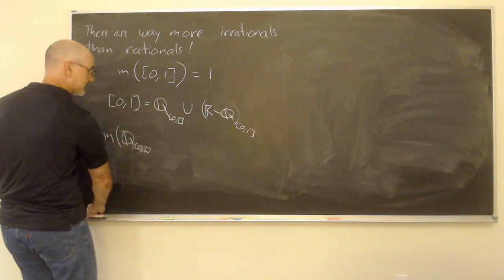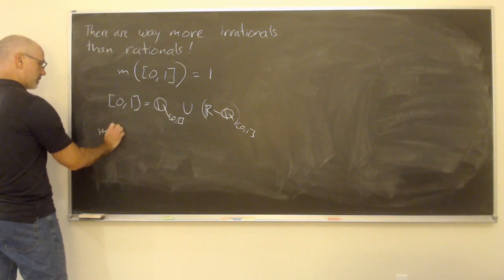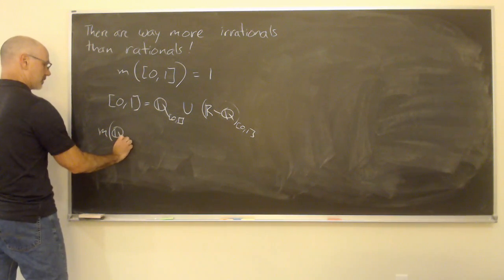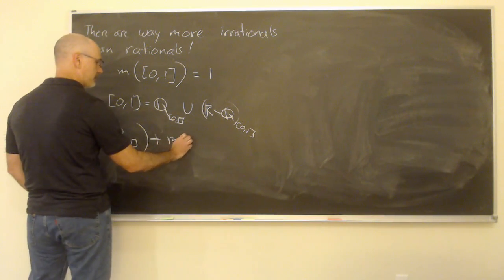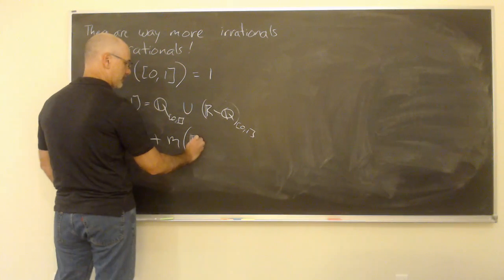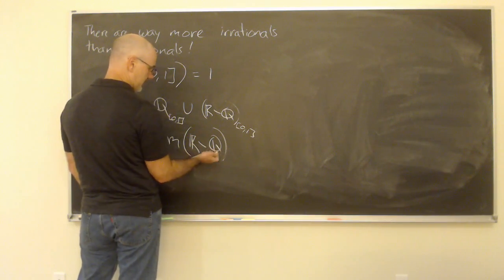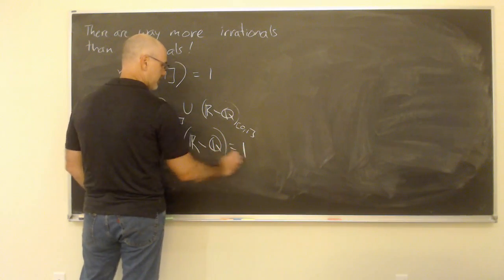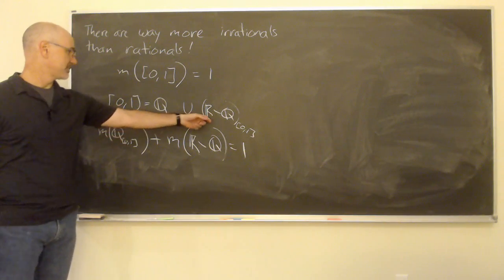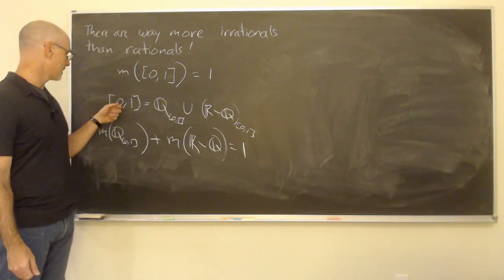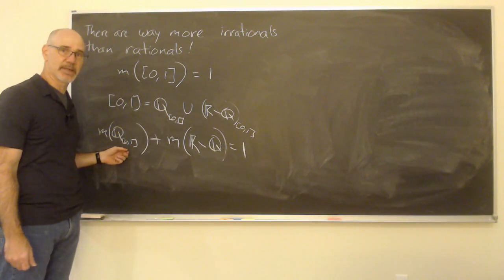Let's see if I can make this a little bit more legible. So the measure of the rationals in the interval plus the measure of the irrationals, again inside the interval, that sum has to be 1, right? The interval 0 to 1 is made up of these two disjoint sets. The length of that interval is 1, and so the measures of the two sets individually, when you add them up, has to be 1.